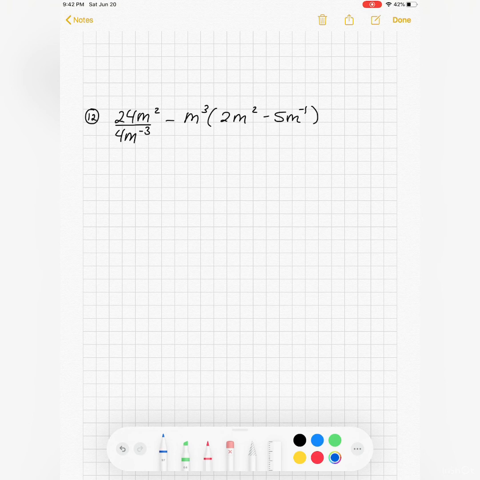Okay, interesting. Let's see. 24 divided by 4 is what? 6? And then m to the 2 minus 3? That factor is going to distribute, so I'll have 2m to the 5th plus 5, and then I add, right? So it's 3 plus -1.